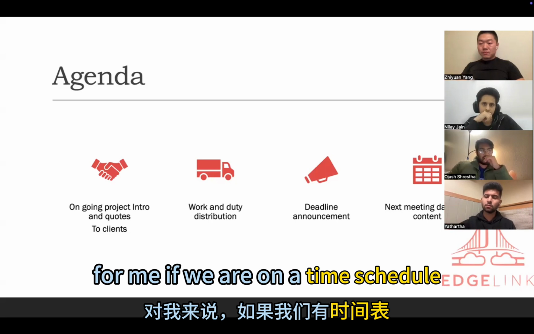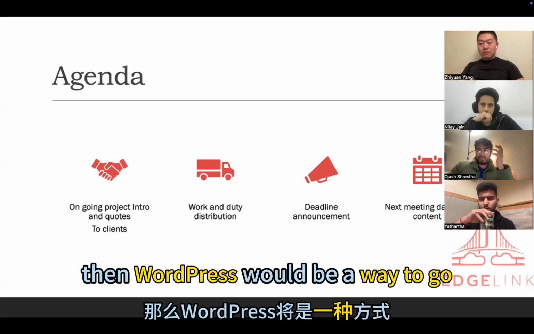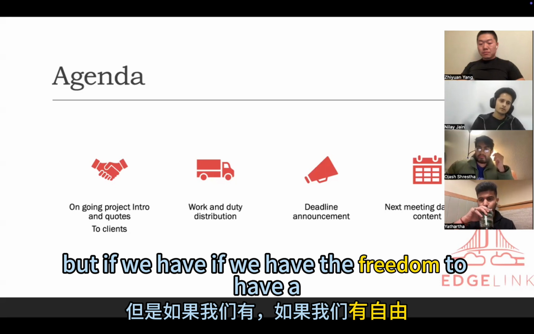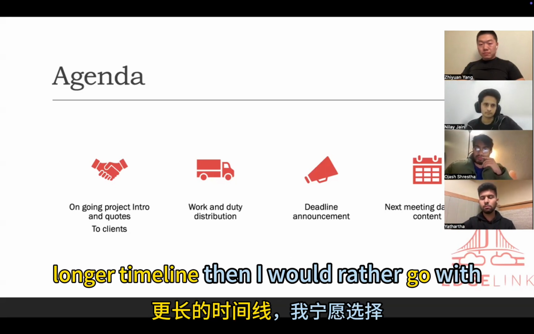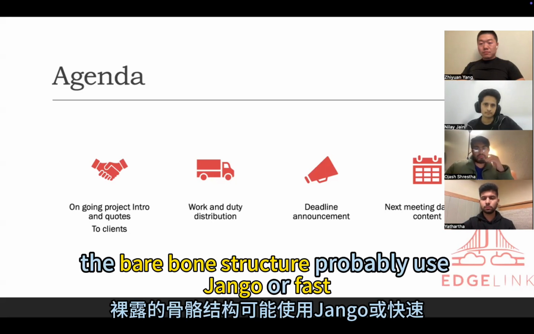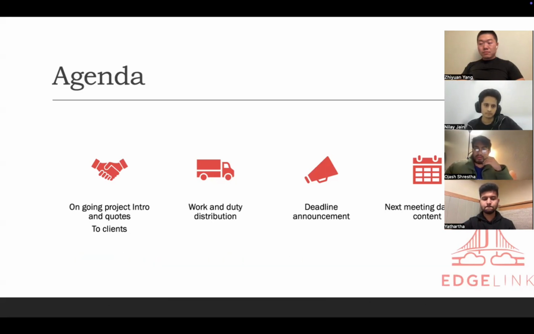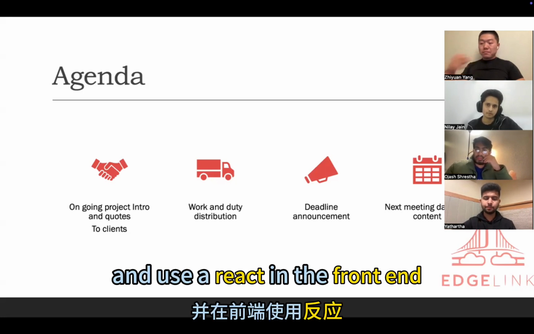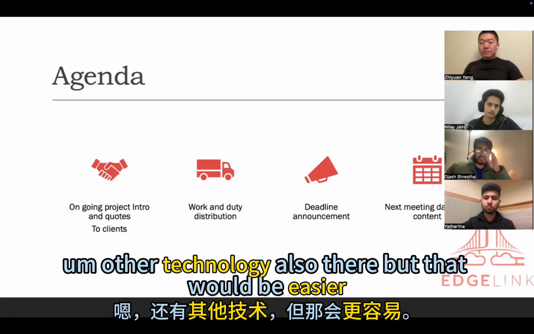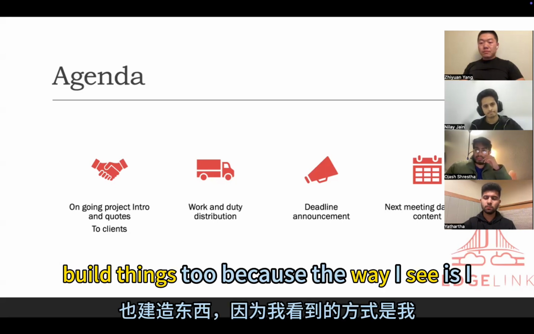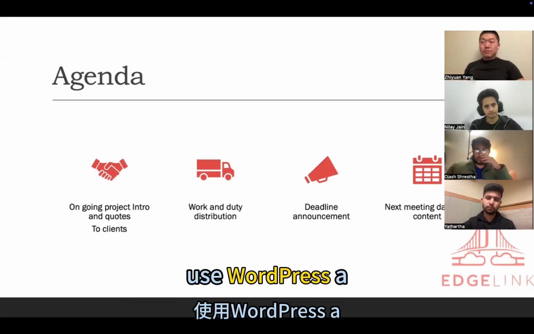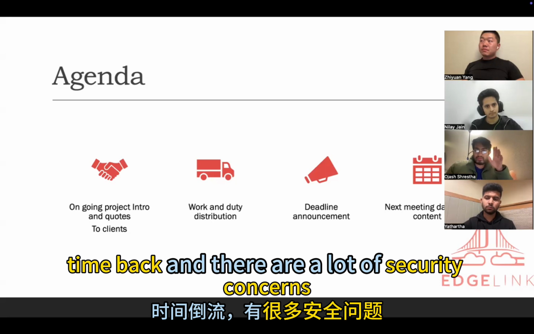For me, if we are on a tight schedule, then WordPress would be the way to go. But if we have the freedom to have a longer timeline, then I would rather go with the bare bone structure. Probably use Django or Flask, and use React in the front end. All the technology is there, and it would be easier. And if we can use Tailwind CSS, it would be much faster to build things too. Because I used WordPress a long time back, and I see a lot of security concerns.